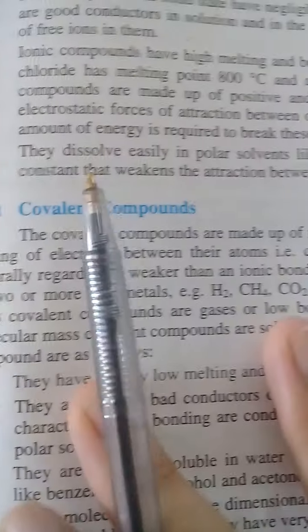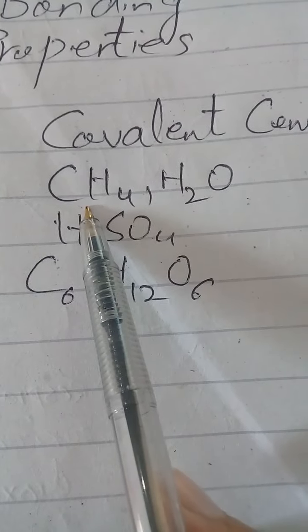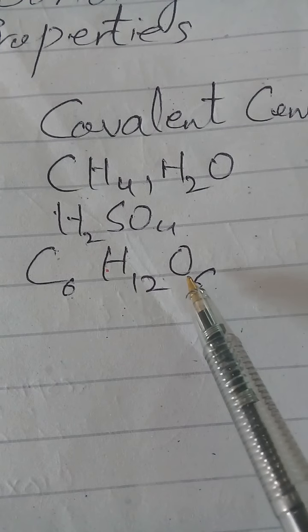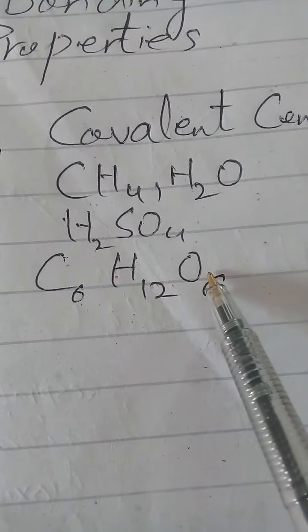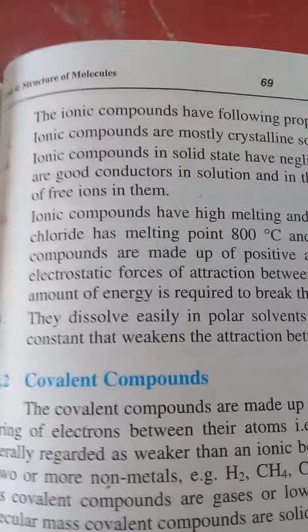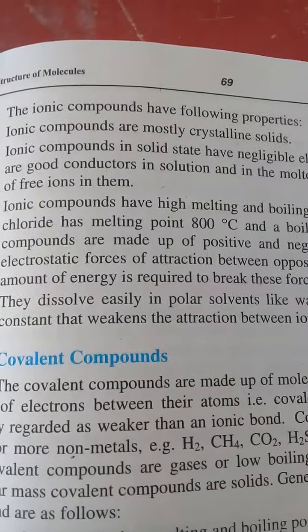Now let's discuss covalent compounds. A covalent bond is one in which different atoms share their valence electrons. Examples include methane, CH4, water, H2O, H2SO4, and C6H12O6, the formula of glucose, a sugar. Covalent bonds are always present between these non-metal atoms, and these atoms share the electrons.